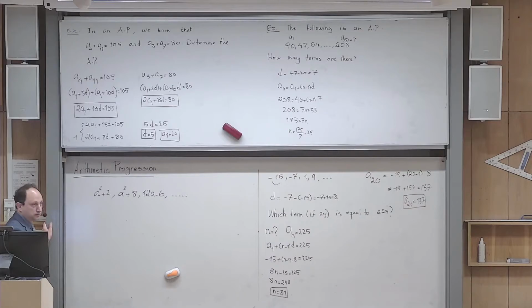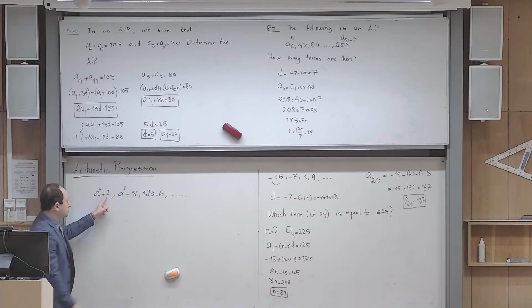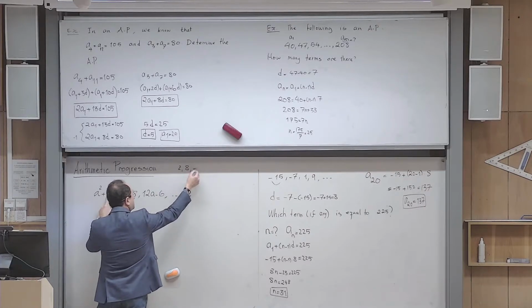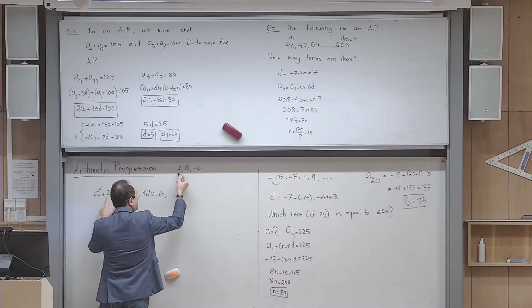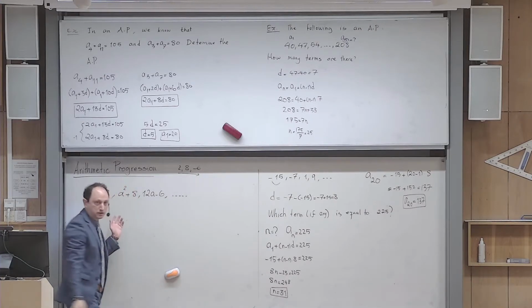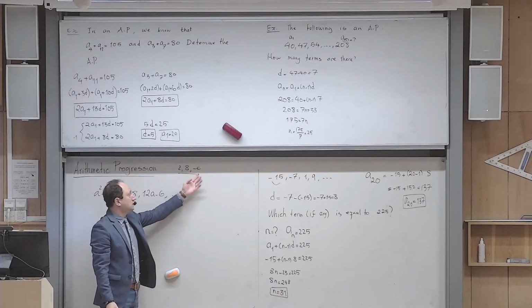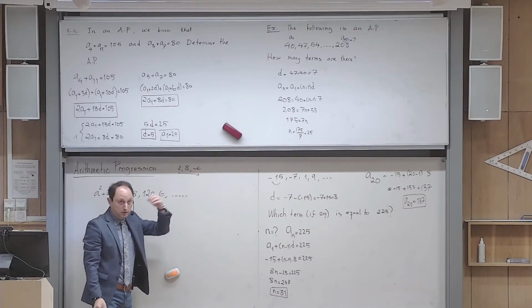So what should I do? For example, let me choose 0. If I choose 0, the first number becomes 2, the second number becomes 8, then the third number becomes -6. But do you see that this is not an arithmetic progression? Because it increased by 6, then suddenly it has decreased. So it is not an arithmetic progression.